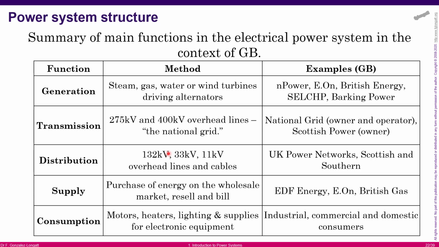Then we have the distribution system, at lower voltages, 132, 33, 11 kV, basically overhead distribution lines and some underground cables. There are many examples of British utilities working as distribution companies, for instance UK Power Networks, Scottish and Southern Energy, and so on. Then we have suppliers that purchase energy in the wholesale market and then resell and bill electricity, for instance EDF Energy, E.ON, and British Gas.